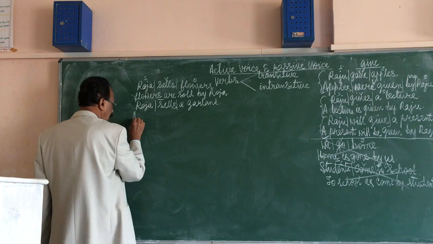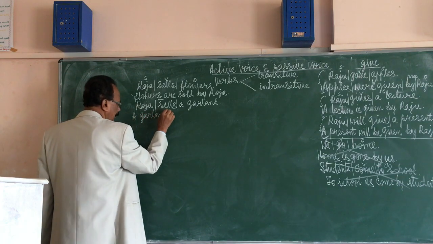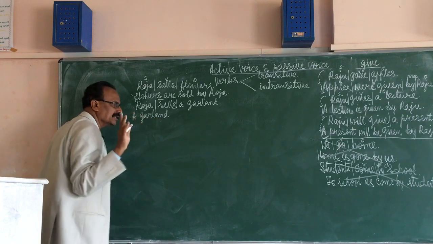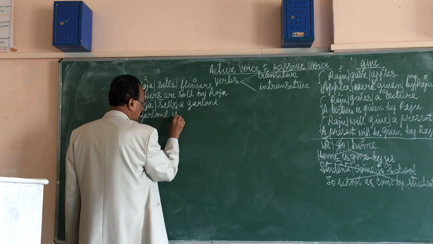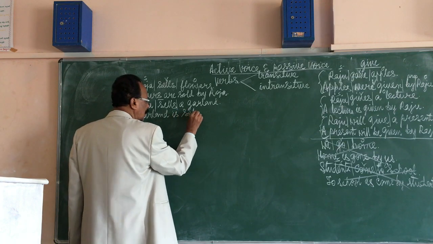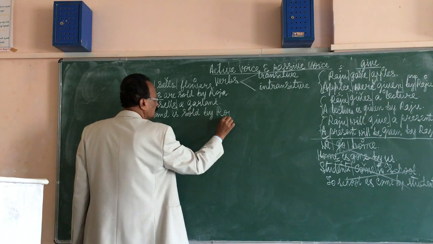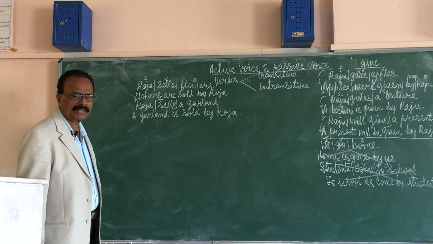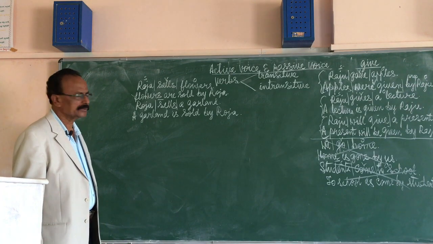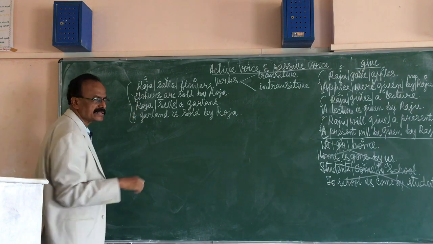What is the number of this garland? It is singular. So, a garland is sold by Roja. So, this is how the present tense verb is changed.